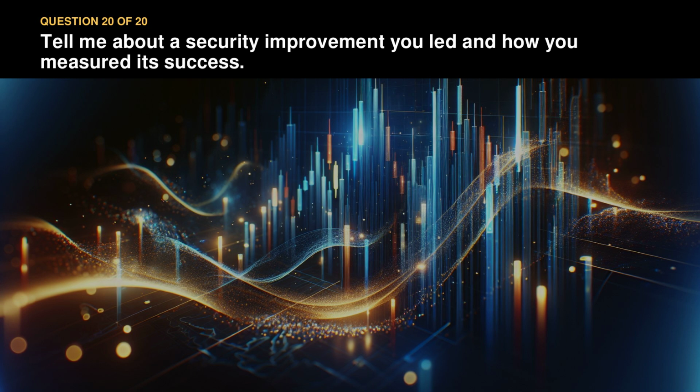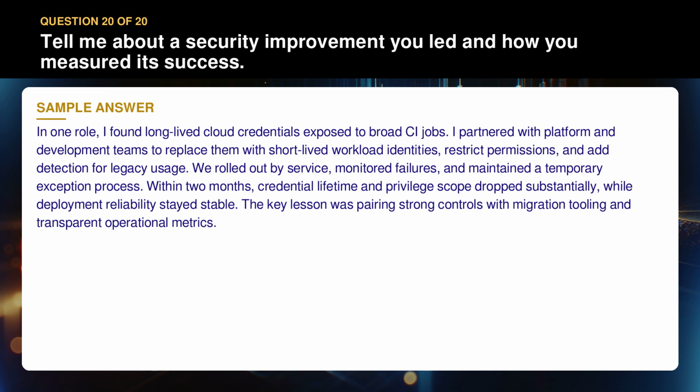Tell me about a security improvement you led and how you measured its success. In one role, I found long-lived cloud credentials exposed to broad CI jobs. I partnered with platform and development teams to replace them with short-lived workload identities, restrict permissions, and add detection for legacy usage. We rolled out by service, monitored failures, and maintained a temporary exception process. Within 2 months, credential lifetime and privilege scope dropped substantially, while deployment reliability stayed stable. The key lesson was pairing strong controls with migration tooling and transparent operational metrics.